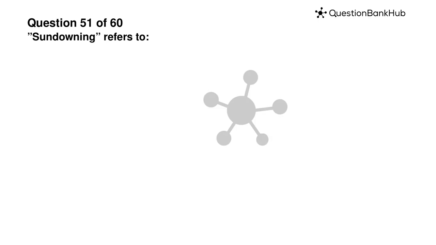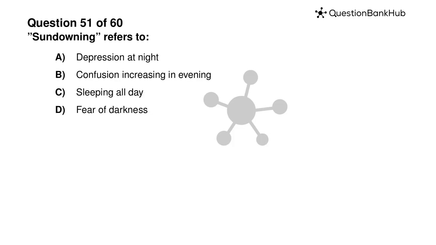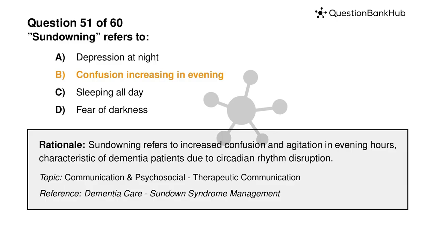Question 51. Sundowning refers to: A. Depression at night. B. Confusion increasing in evening. C. Sleeping all day. D. Fear of darkness. The correct answer is B. Confusion increasing in evening. Sundowning refers to increased confusion and agitation in evening hours, characteristic of dementia patients due to circadian rhythm disruption.